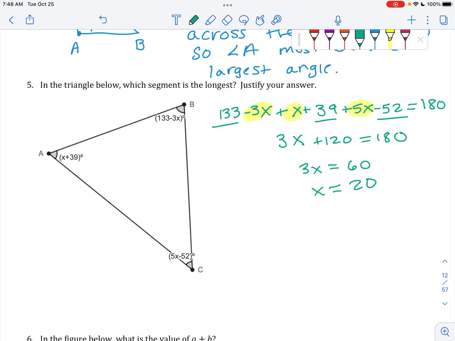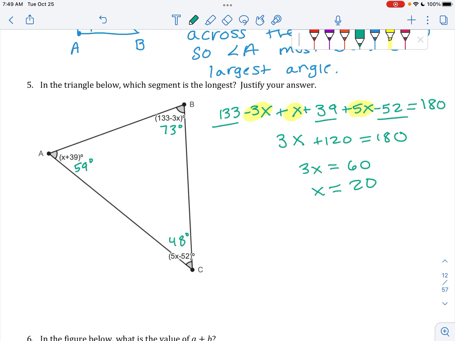Now that I know what x is, I'm going to substitute x in for each of these angles. Now, this time I need to know all of the angles so that I can know which is the largest. So when I substitute it in, 133 minus 3 times 20, that gives me 73 degrees. When I substitute it here, 20 plus 39, that gives me 59 degrees. And 5 times 20 minus 52, that gives me 48 degrees.